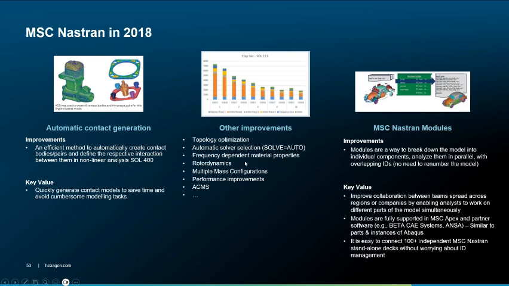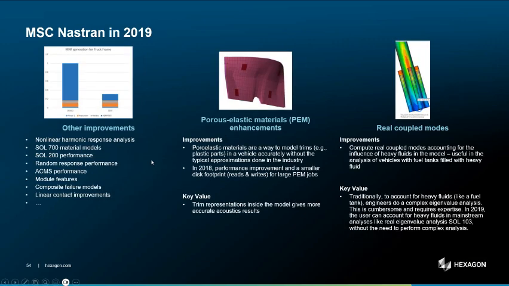We can also specify frequency-dependent material models. There's improvements to rotordynamics. There's the concept of multiple mass configurations in one analysis. Previously there was something similar, but this is expanding that significantly. There's lots of performance improvements and changes to the ACMS method. This is again for calculation of natural frequencies, typical of large models, lots of frequencies. It works really well. Okay, some improvements in 2019.